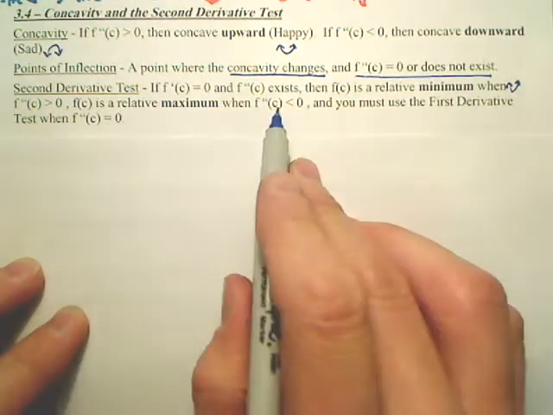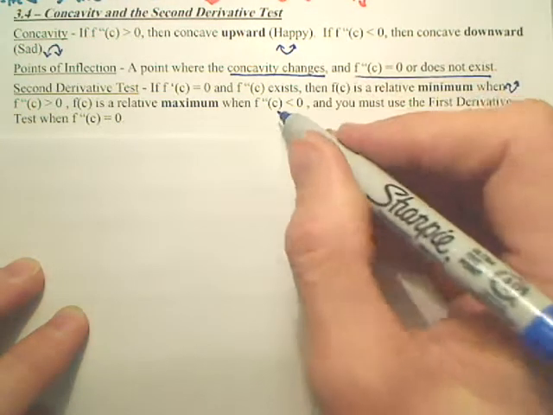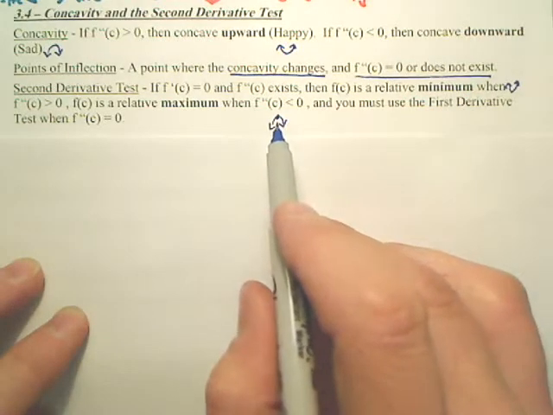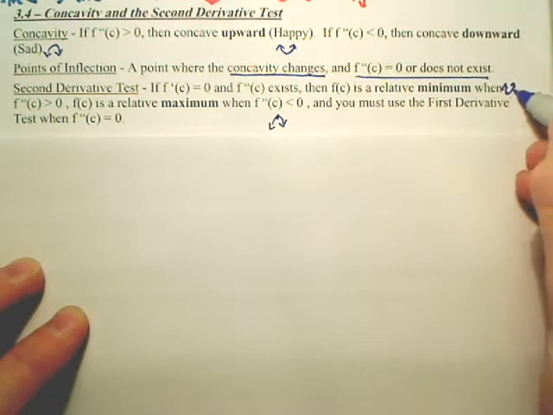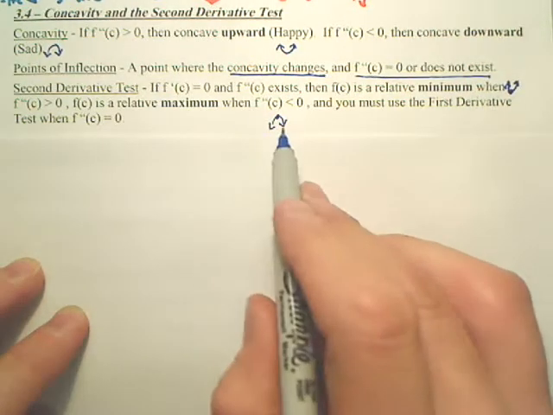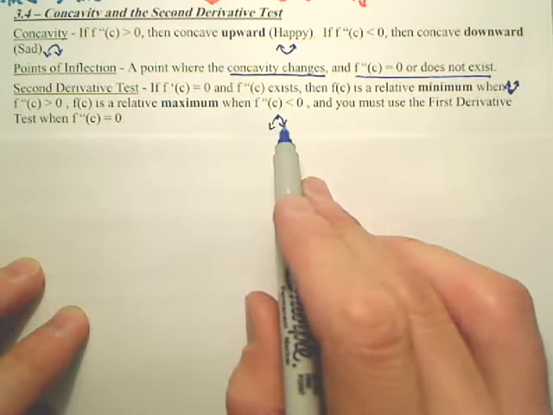It's a relative maximum because the second derivative is less than 0. So isn't that saying it's sad? So isn't that a max? Min? It's a minimum because it's happy. It's a maximum because it's sad. That's what it's trying to say.